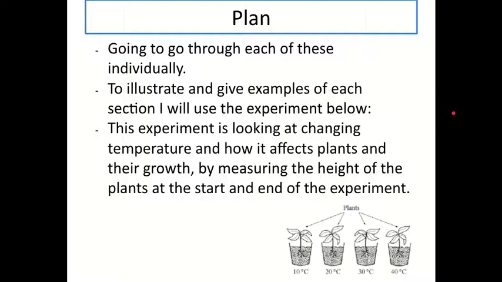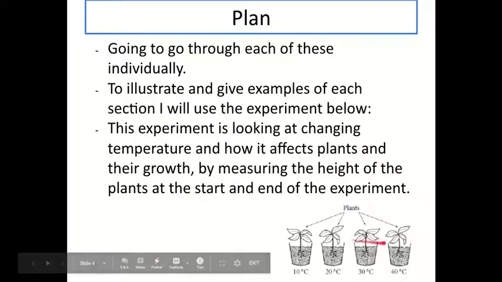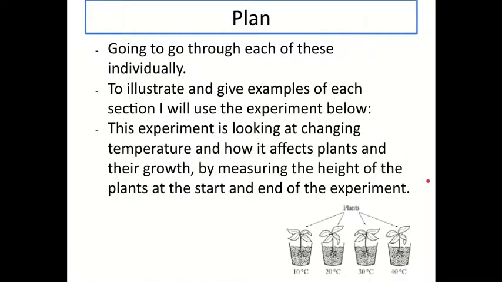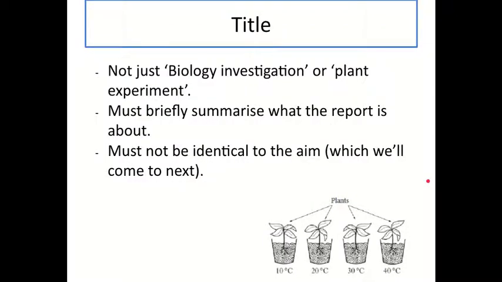to illustrate and give you examples of how to write each section, I'm going to use the experiment below as my example. So you can see in this experiment we have 4 plants set up in containers with soil, and each plant has been placed at a different temperature. In this experiment, the height of the plant is measured before and after being placed at each temperature in order to see if the temperature affects the plant's growth. So I'm going to keep coming back to this experiment as we move through each of the sections.